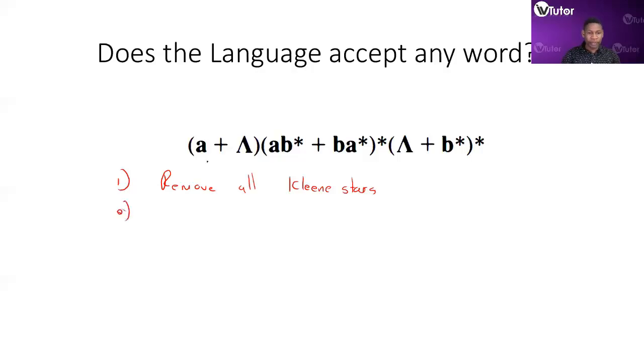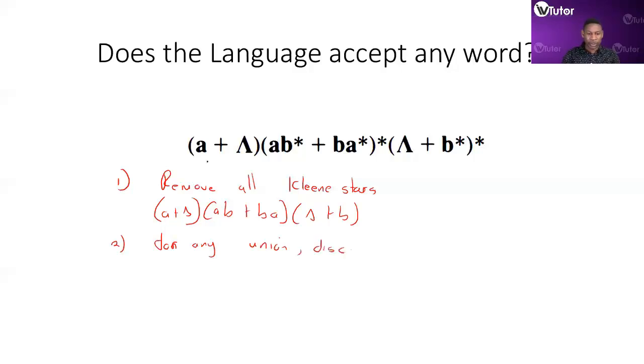After we remove all Kleene stars, what's going to remain? We're going to have a or null, ab or ba, then null or b. This is what's going to remain. Then number two, for any union, we need to discard the right hand side of the union. What do we mean? We're going to throw all these away. So number three, we're going to be left with a, b, and null. That is what we remain with.